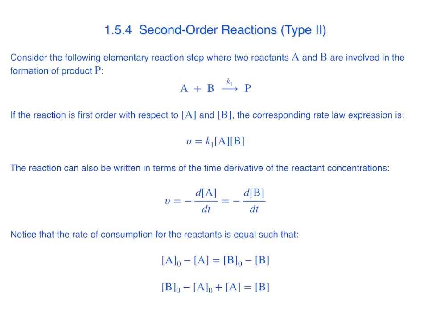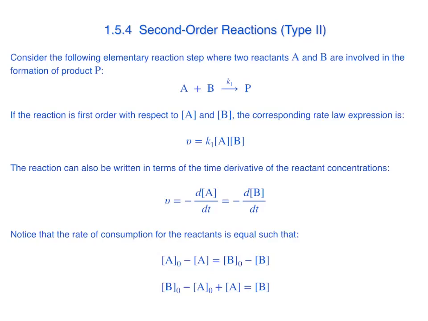In this video, we're going to cover section 1.5.4 on second-order reactions type 2. Let's consider the following elementary reaction step, where two reactants, A and B, are involved in the formation of product P. To differentiate type 2 from type 1: in type 1, we had a single reactant species. In type 2, we have two different reactants reacting.